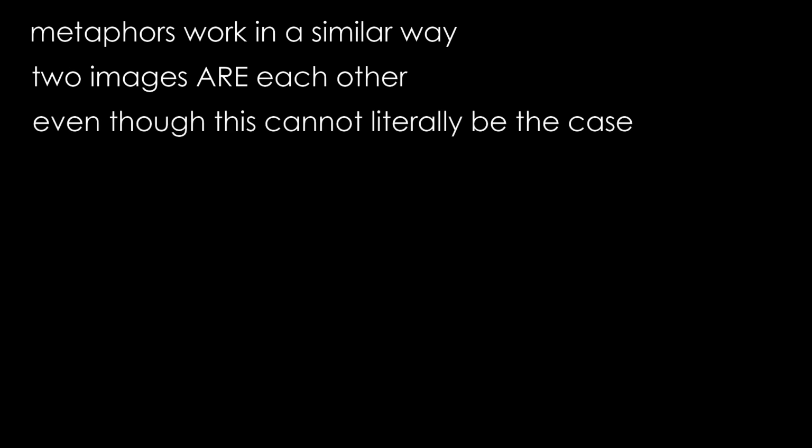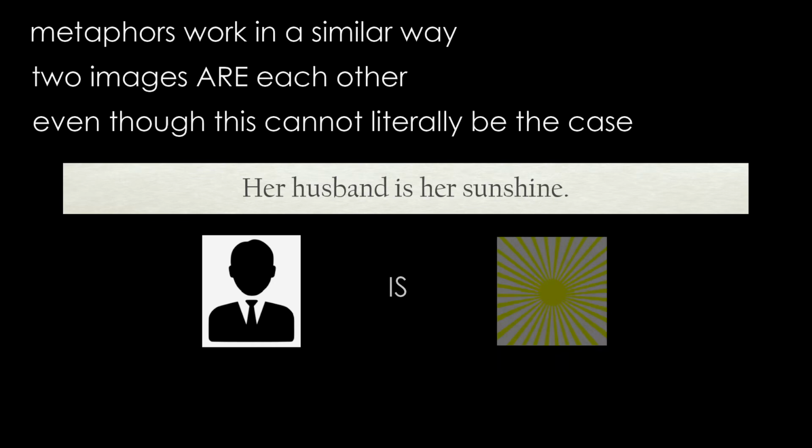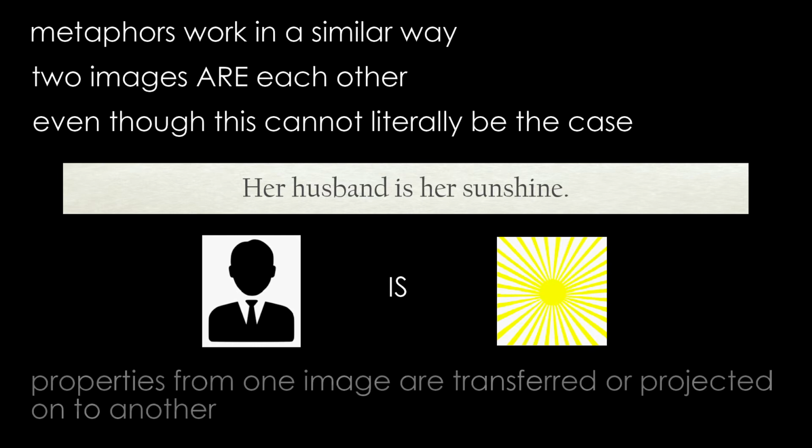A metaphor works in a similar way, although the writer is not saying that the two images or ideas are like each other. He or she is saying that they are each other. They are one and the same, even though in a literal sense they cannot possibly be. For example, her husband is her sunshine. Rather than two images or ideas having properties in common, the properties from one image are transferred or projected onto another. This creates a much more powerful image than a simile.